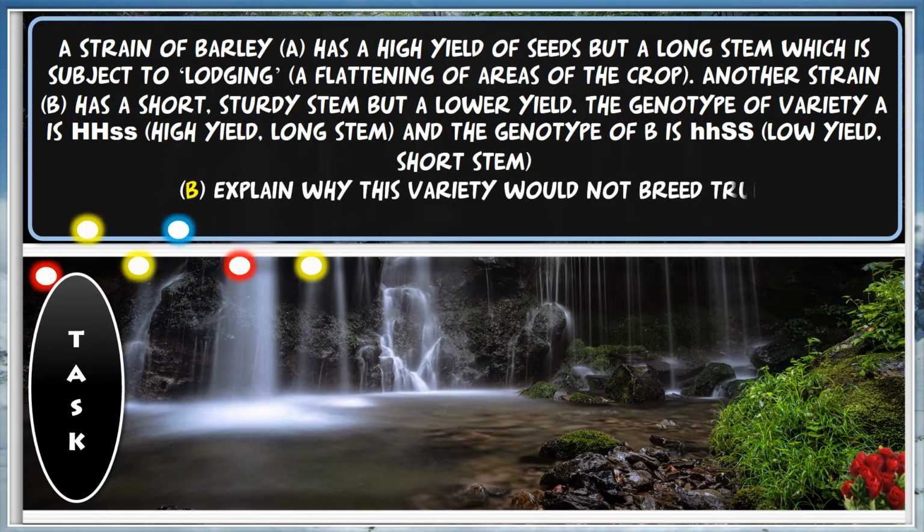Part B. Explain why this variety would not breed true.